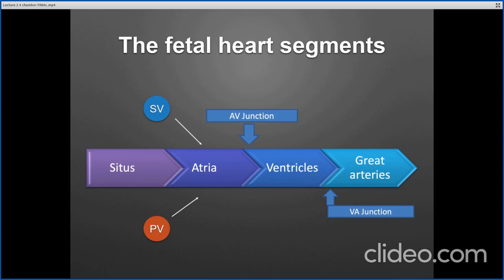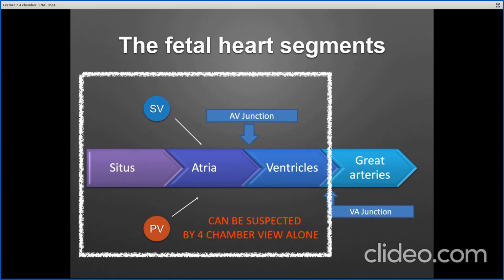So following the atrium, we have the next segment, which is the ventricles. Between the atria and the ventricles, we have a connecting segment, which is the atrioventricular junction. After the ventricles, we have the great arteries, and the next connecting segment between the ventricles and the great arteries is the ventriculo-arterial junction. Using the 4-chamber view, we can evaluate all but the final segment of the fetal heart.